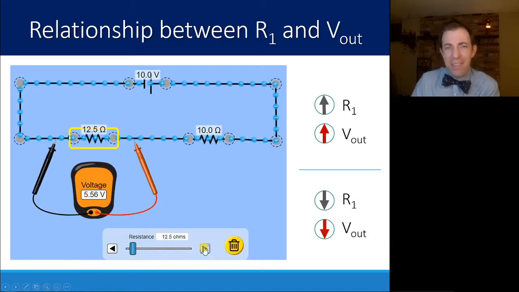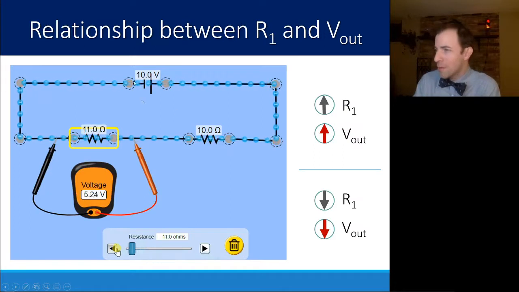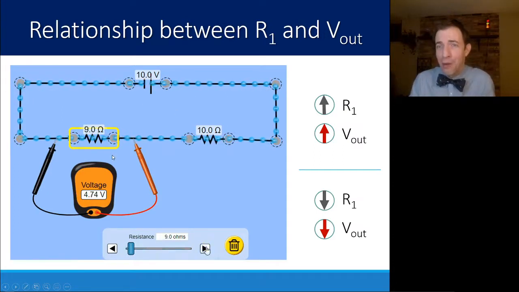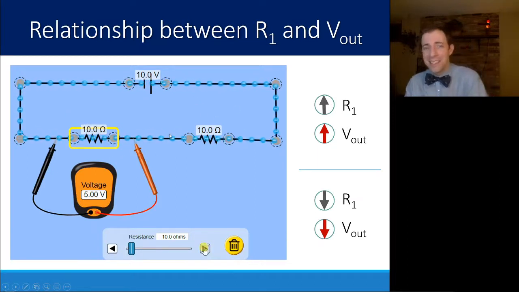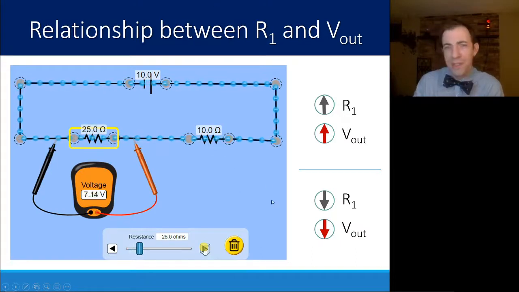Basically, if this resistor is bigger than the other one, it's going to take more than half of that total, because it's more than half of the overall resistance. If it is less than that resistor, it's going to take less than half of the voltage because it's less than half of the overall resistance.